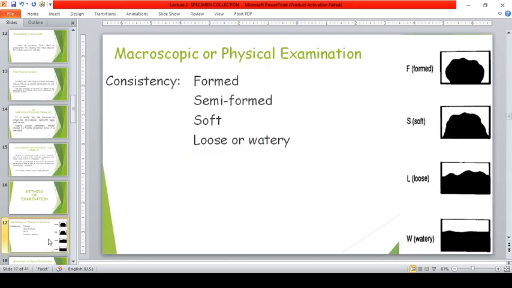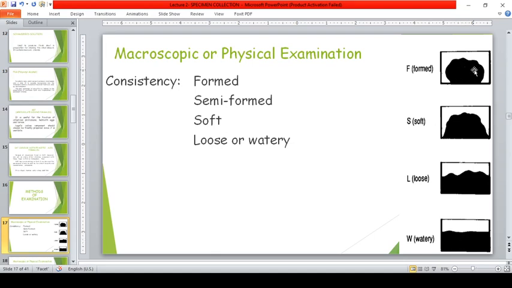So these are just introduction, guys, ha. So consistency: formed, semi-formed, soft, loose, or watery. Ano dyan yung laging consistency ng tae mo? Yung hirap na hirap kang tumatae, yung medyo hirap, hindi naman pala. Soft is madali lang, di ba? Madaling lumabas, pero buo pa din. And then you have the loose part. And then kapag matubig-tubig yung tae, watery.